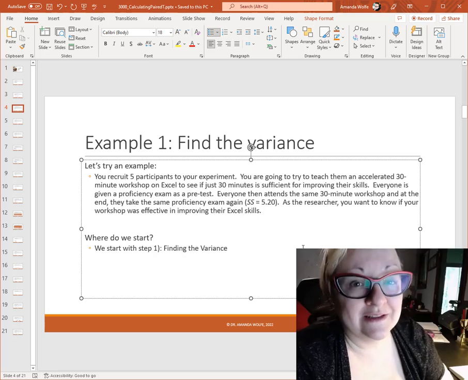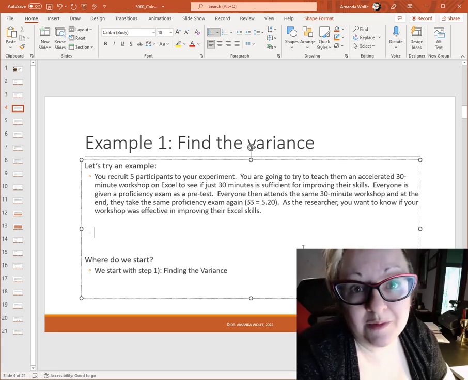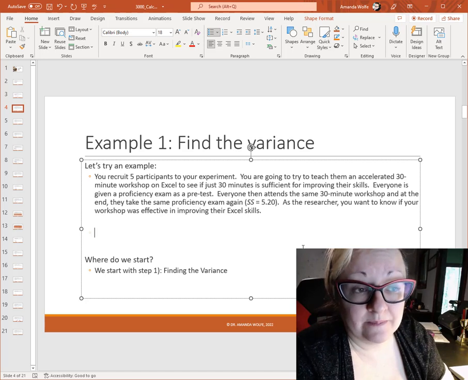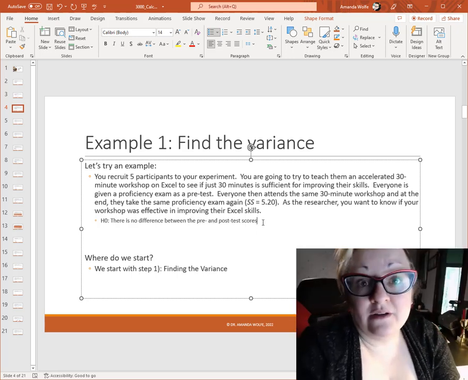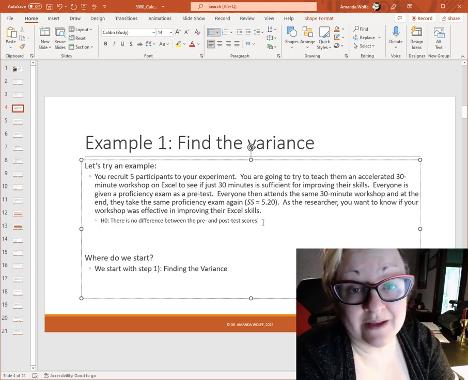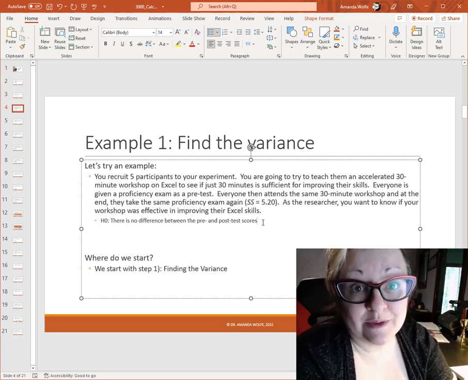Before we get started, let's talk about hypotheses. What would be the hypotheses for this study? The null, H0, would be that there is no difference between the pre and post test scores. Because again, every null hypothesis needs to have some kind of statement of none. So no relationship, no difference.